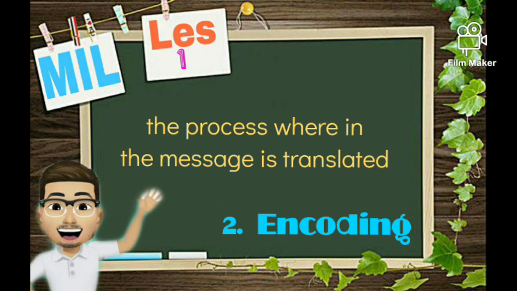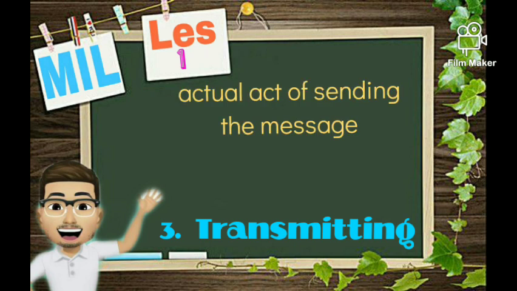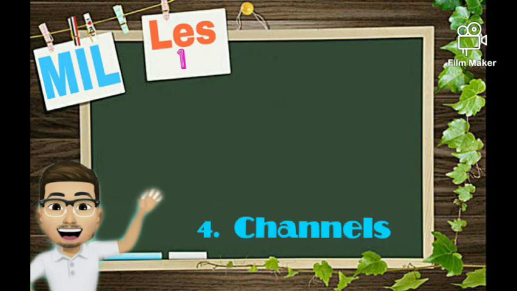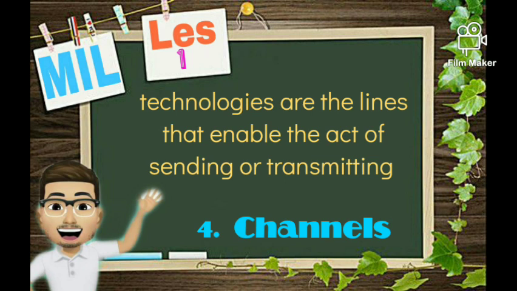And then next, we have transmitting. This is the actual act of sending the message. It can be either through the person's vocal cords or facial muscles, complemented with hand gestures if we mean the act of speaking. Okay, and then next we have the channels. So technologies are the lines that enable the act of sending or transmitting. It could be the telephone, the internet, voice operated applications, the radio, the television, or the print media to communicate more complex messages. So basically, channels are the things we use in order to send the message.